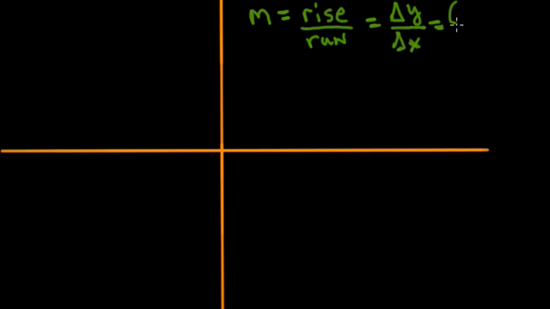Or you subtract the y value of your second point by the y value of your first point, and you subtract the x value of your second point by the x value of your first point. You have to make sure your order is the same. Well, what does this tell us about a line? Well, let's look at a couple of examples.